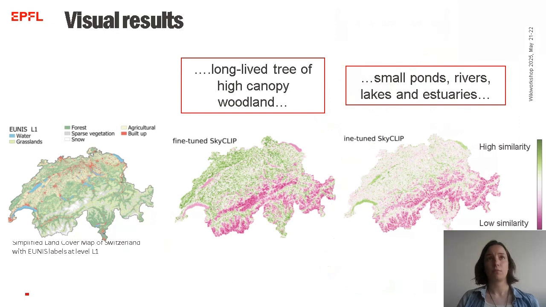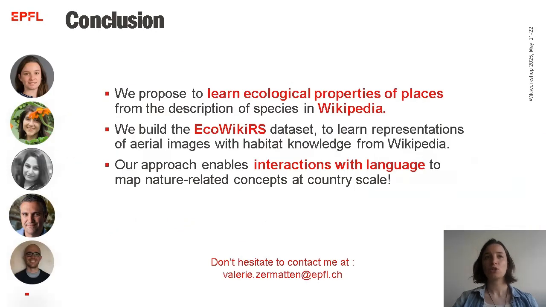We have more visual results. We can also interact with concepts related to forest, where our model properly highlights areas where forests exist in Switzerland, or also with lakes, ponds, rivers, and estuaries. We also see that it correctly recognizes, for example, alpine areas in red here that are very different from the text prompt that we give.